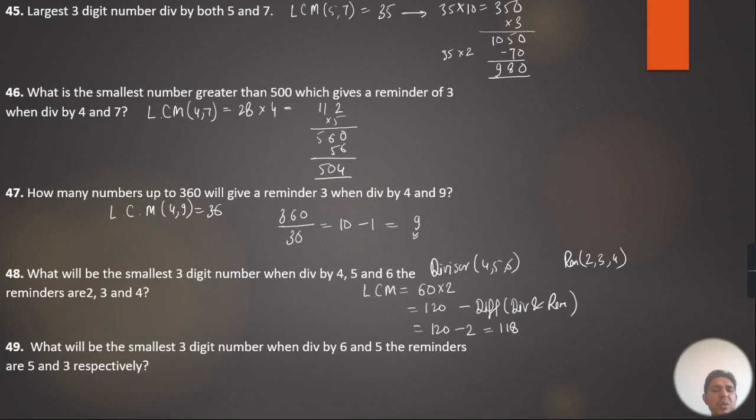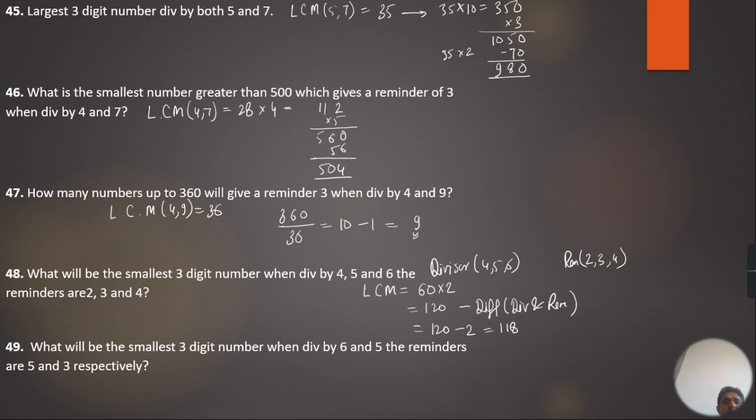Okay, coming to the next question, question number 49. The question is, what will be the largest three-digit number which when divided by 6 and 5 leaves remainders 5 and 3 respectively? In this question, you can check the difference between divisor and remainder is not the same. One time you check 6 minus 5, that is 1, and second time 5 minus 3, that is 2, right?